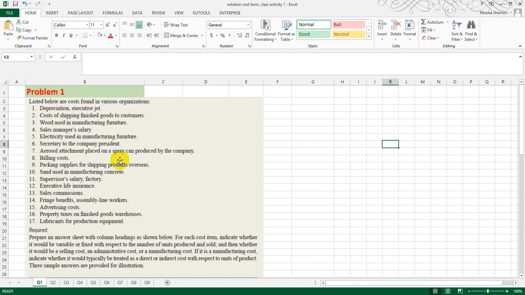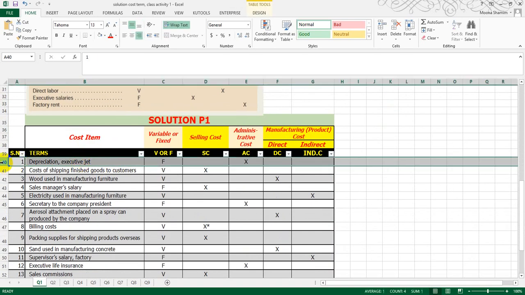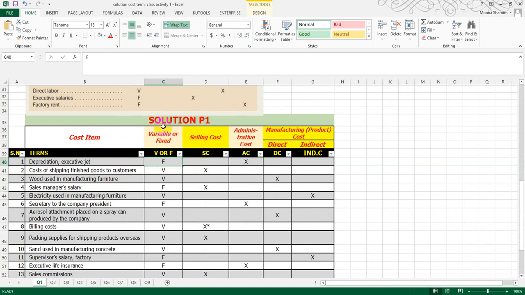Number 1 is depreciation, executive jet. If it's not mentioned whether it is reducing balance or straight line, we will consider it as straight line basis. So we treat it as a fixed cost. What about the admin cost? Obviously depreciation on executive jet, we will treat as an admin cost, because it is not related to the manufacturing or the selling cost, so it is treated as an admin cost.